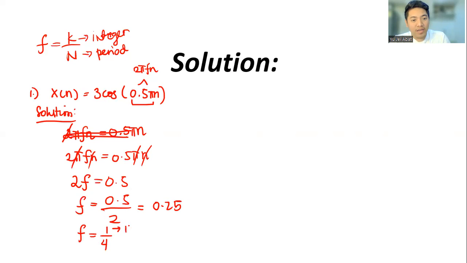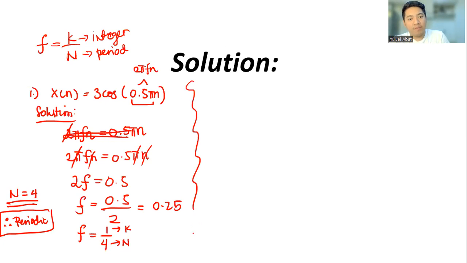So this is your k, and this is your fundamental period. So it means that this signal has a period of 4, which is a rational number, an exact number. So therefore, we conclude that this is periodic. So that's periodic. That's for number 1.